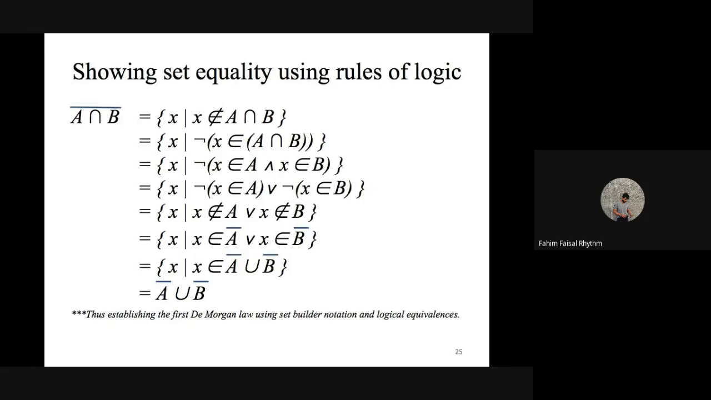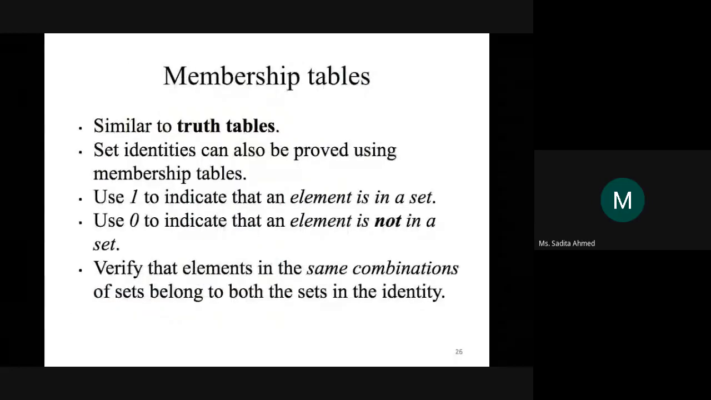No. Okay. So now we'll talk about membership tables. The idea of a membership table is very similar, very synonymous with the idea of a truth table. In a membership table, we represent sets in terms of whether an element is a member or not. For a given set, if the element is in that set, we represent it using 1. If the element is not a member of the set, we represent it using 0. Okay? So very similar to the ideas of truth table, right?